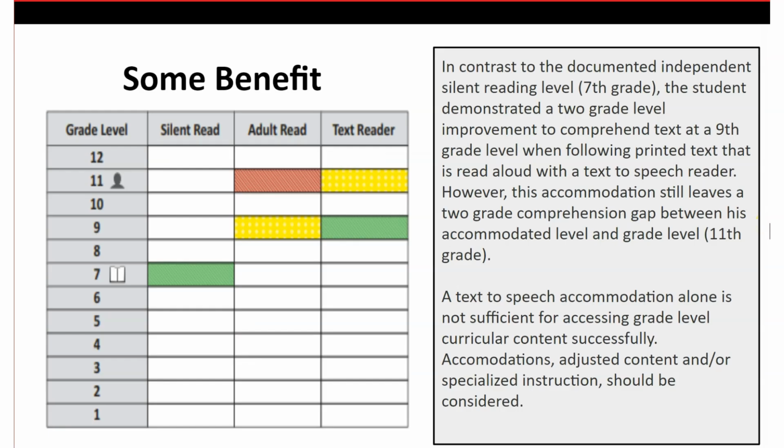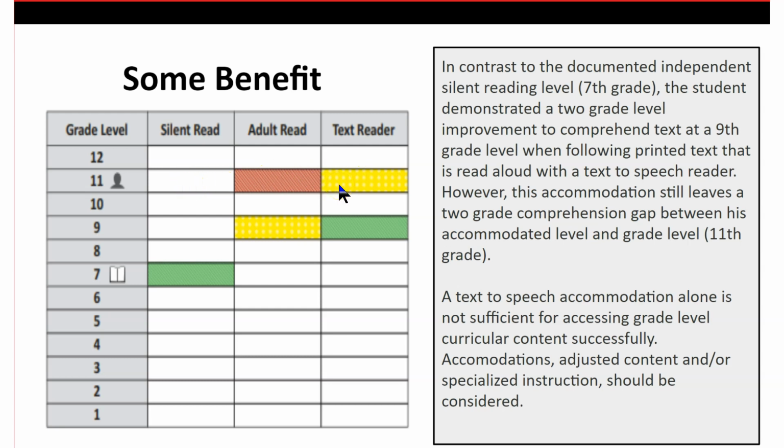In the previous example, there was a clear benefit to adult reader or text-to-speech accommodations as it allowed the student to access text at grade level. In this scenario, there's some benefit. We have an 11th grade student independently reading at a 7th grade level, and with text-to-speech, they are able to comprehend text at 9th grade. But unfortunately, there is still a 2-grade gap between their accommodated level and their grade level.